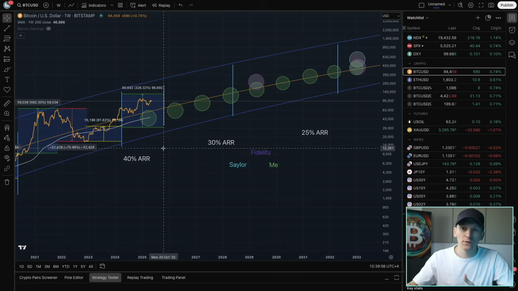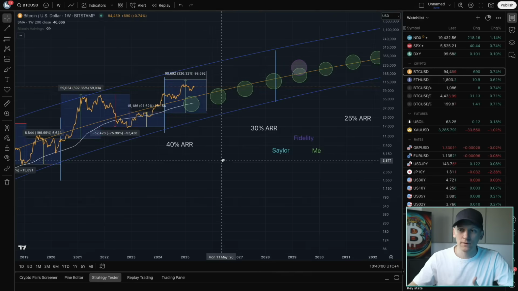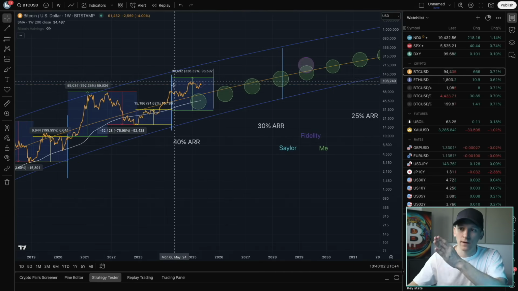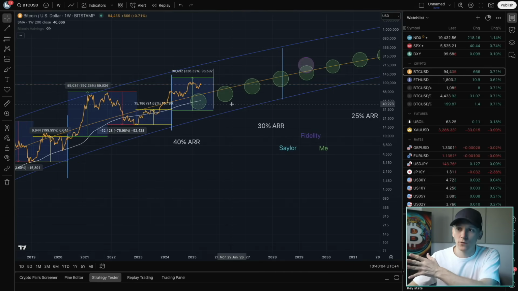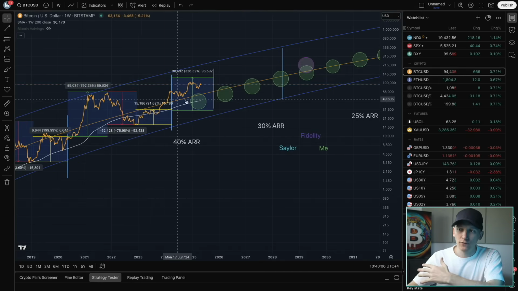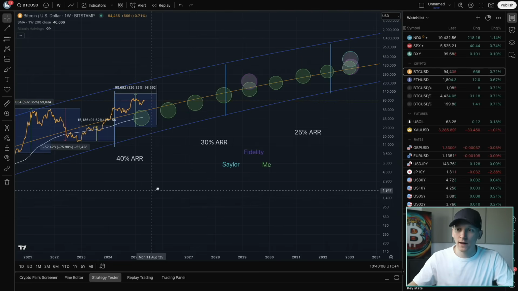And I will get onto what I think that growth rate will be in a second, but that's about as simple as you can get in charting the asset: putting halvings on here, putting a 200-week moving average on, putting a trend rate of growth on, and trying to extrapolate that into the future.